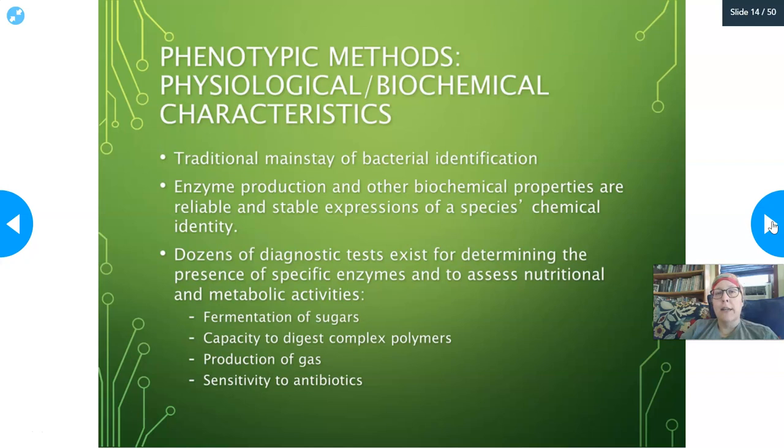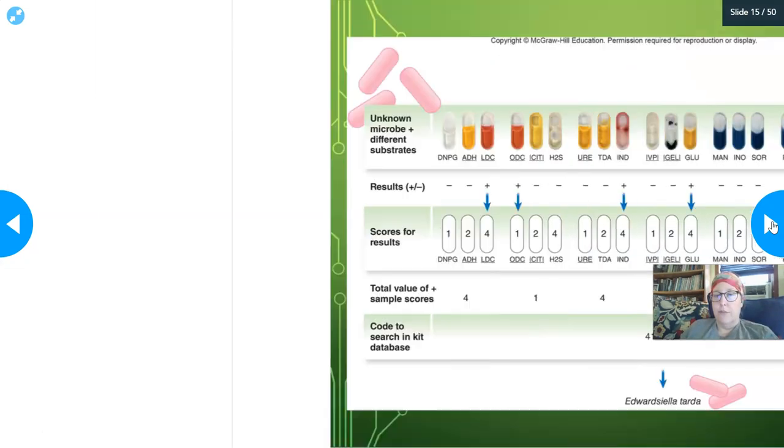Sometimes the way I like to say it, it's kind of like identifying your kid by what they ate. Like what's missing from the fridge, or what kind of mess is left in the kitchen. Because they each have their own food preferences, you might be able to identify who was there. Bacteria, by species, have their own food preferences and unique enzymes that they can produce. So there are dozens of diagnostic tests for determining the presence of those specific enzymes and assessing their nutritional and metabolic activities. You can look at the fermentation of sugars, their capacity to digest complex polymers, the production of gas as they ferment the sugars, their sensitivity to antibiotics, etc., to help identify these bacteria.